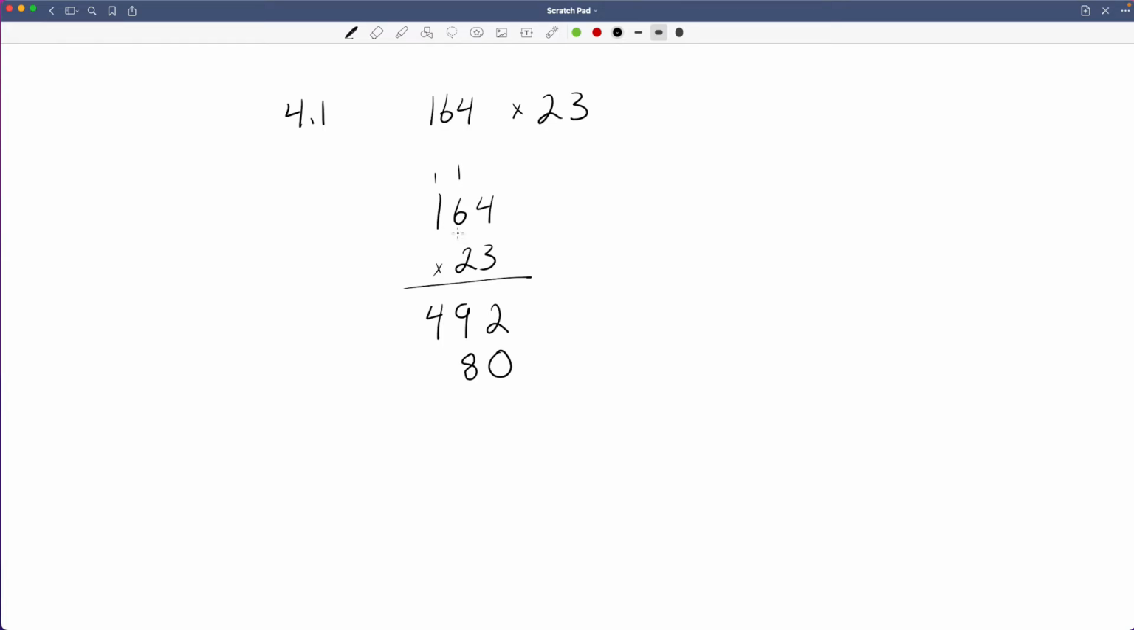2 times 6, that would be 12. I'll carry my 1 again. 2 times 1 is 2, plus 1 is 3. Now I can add everything straight down. 2, 7, carry 1, 7, and 3. And my answer should be 3,772, and it is. But I like to use the placeholder.